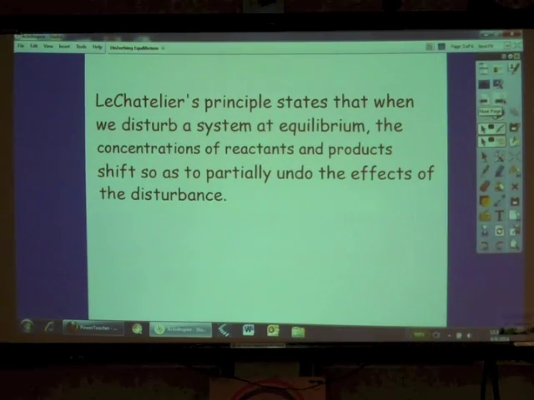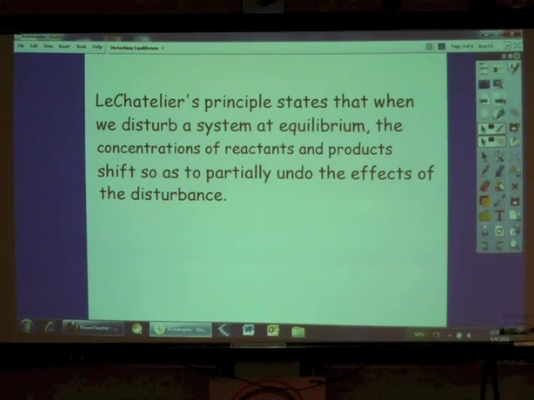Okay, Le Chatelier's principle states that when we disturb a system that is already at equilibrium, the concentrations of reactants and products shift so as to partially undo the effects of the disturbance.